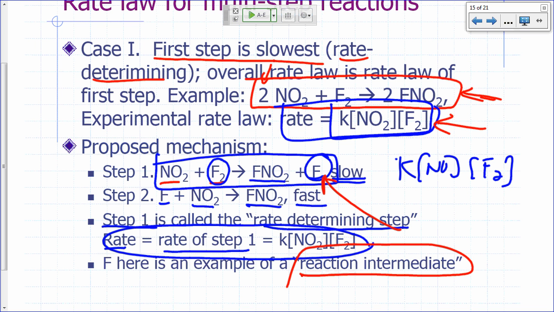But it takes longer to cook the patty. So step 1 is very slow. Step 2, it doesn't really matter. If step 2 is really fast compared to step 1, the rate at which you can produce your hamburger would be dependent only on how fast you can cook your patty. So that's a simple case.